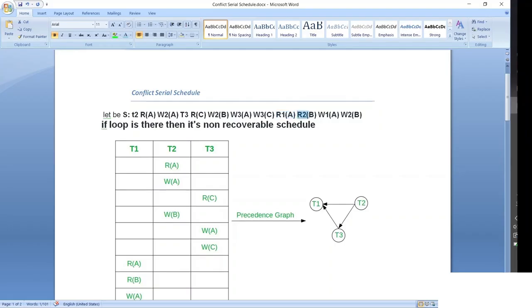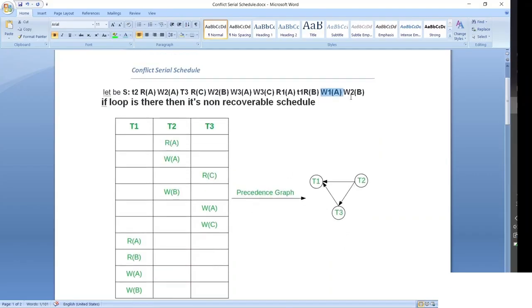Then a read operation on B. Again, T1 is doing a read operation on B. Then T1 is doing the write operation on A. So like this I am having the schedule.